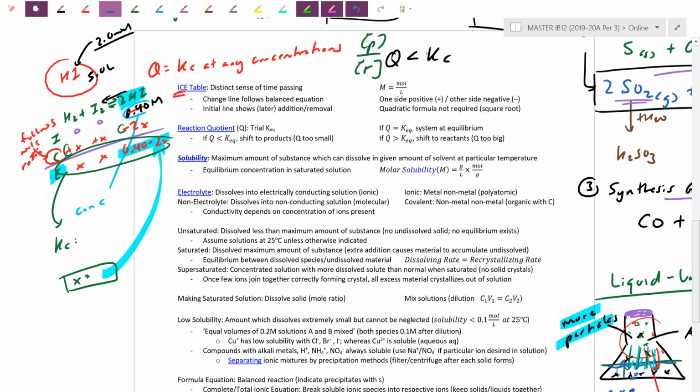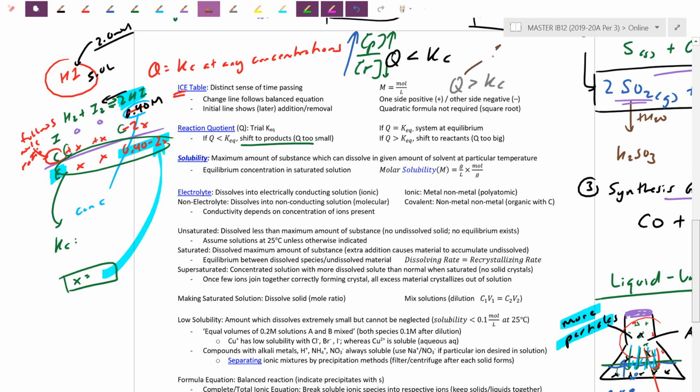So as I approach equilibrium, I want this ratio to go up. For my ratio to go up, I need more products and less reactants. So when Q is less than Kc, I shift to products because I'm too small. And vice versa, let's say my Q is actually bigger than Kc. Right now, when I test product over reactant, my fraction is too big.